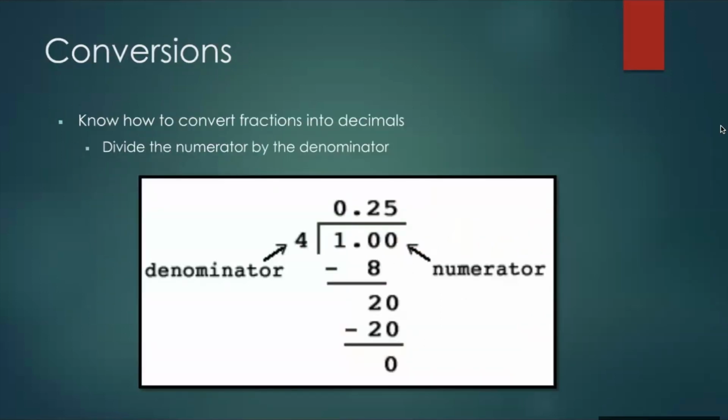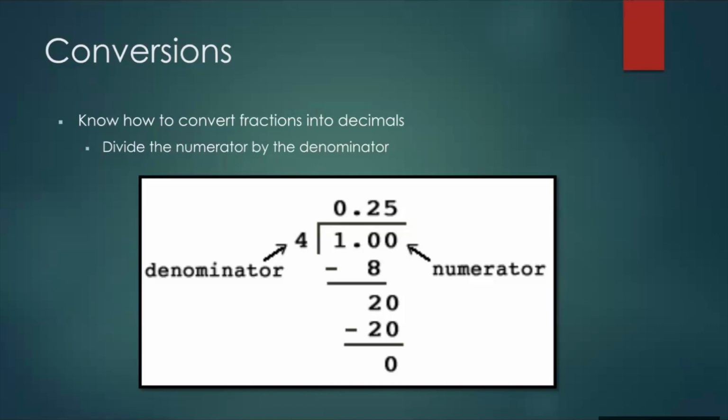Ready. So next is conversions. So we must know how to convert fractions into decimals. You do this by dividing the numerator by the denominator. All right. So for example, if we had a fraction that was 1.00 divided by 4, our numerator being 1.00, fraction bar, and then our denominator being 4, this is how we would solve this, all right? So you'd put the 1.00 on the inside of the division bar, and then on the outside we put the 4, which was the denominator.